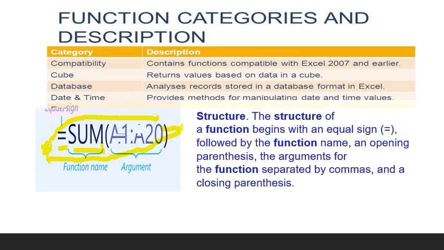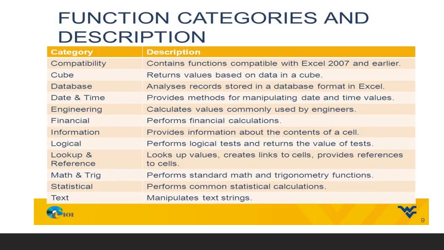So next is function categories and descriptions. Here a few categories of functions are given with their descriptions. First is compatibility: contains functions compatible with Excel 2007. Then cube: it will give the cube of the given data. Database: analyzes records stored in the database. Then date and time provides methods for manipulating date and time. Engineering calculates values commonly used by engineers. Financial performs financial calculations. Information provides information about the contents of a cell.